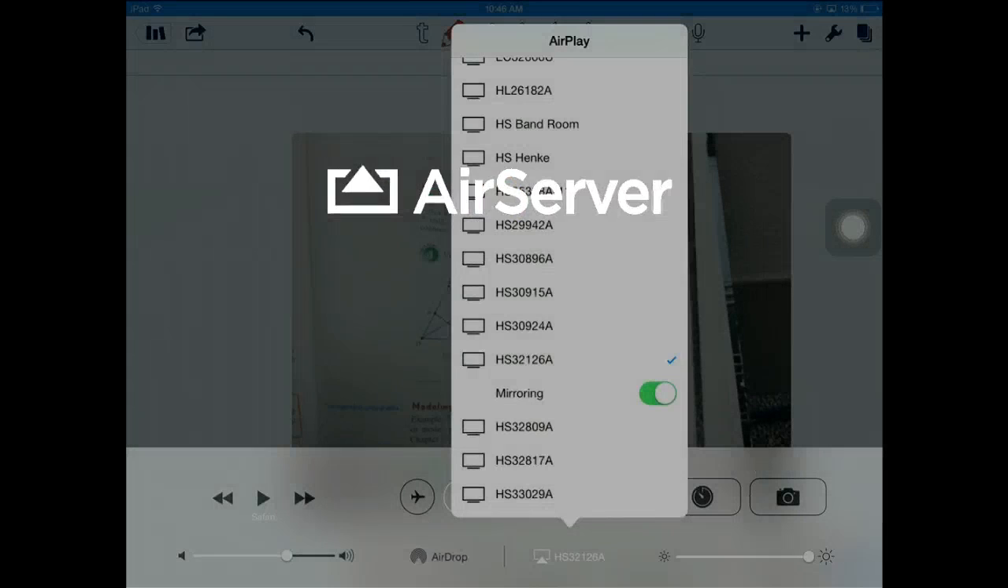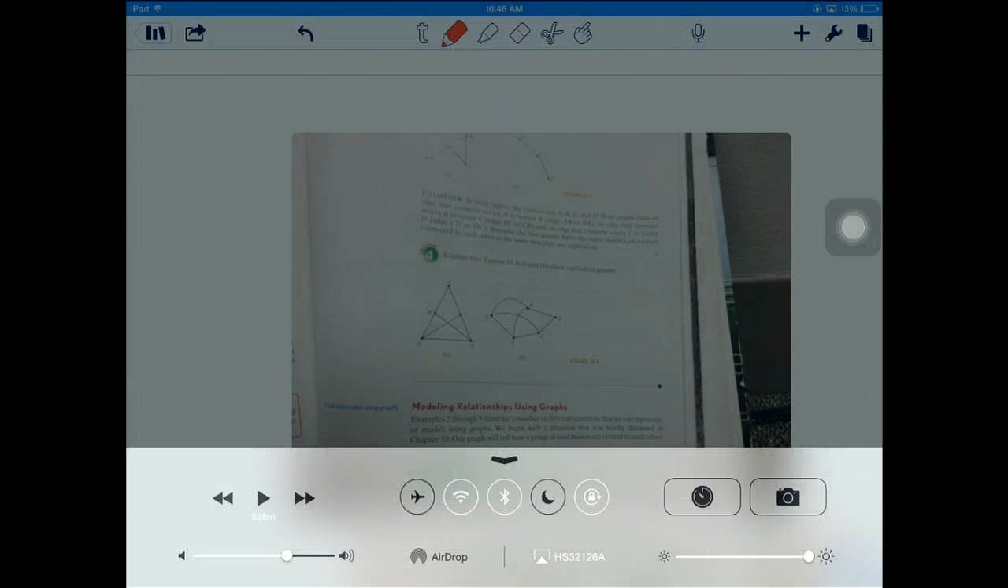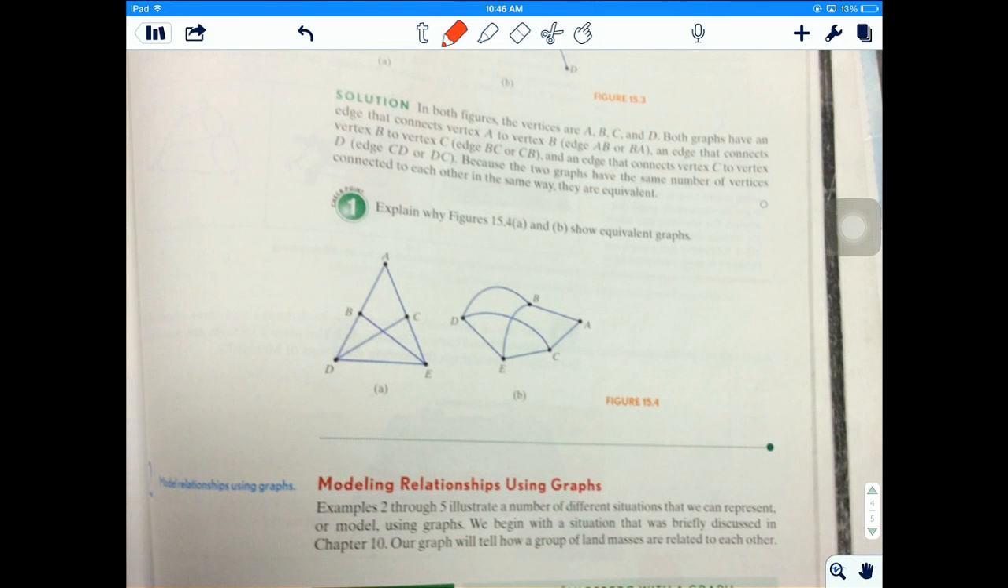So we have a checkpoint from the book that I want to show you. Here it is. And it says, explain why figures 15.4 A and B are equivalent graphs. Can you guys explain that? Why are they equivalent? Because they have the same connections to the same. Exactly. They are the exact same connections, the exact same vertices.